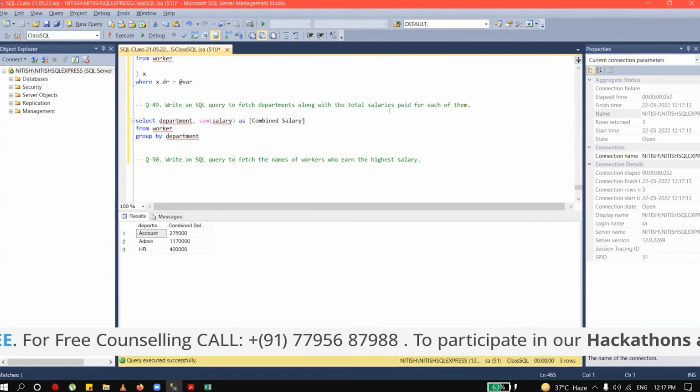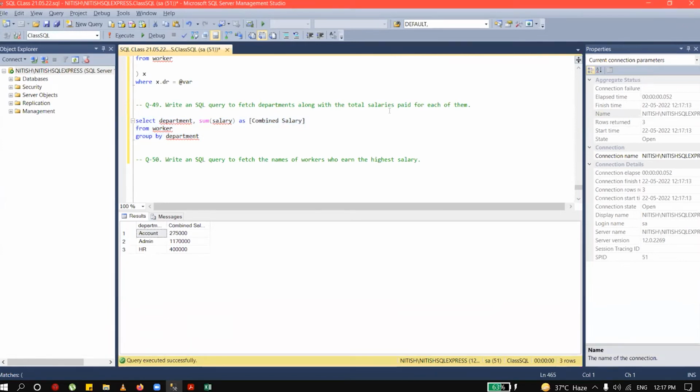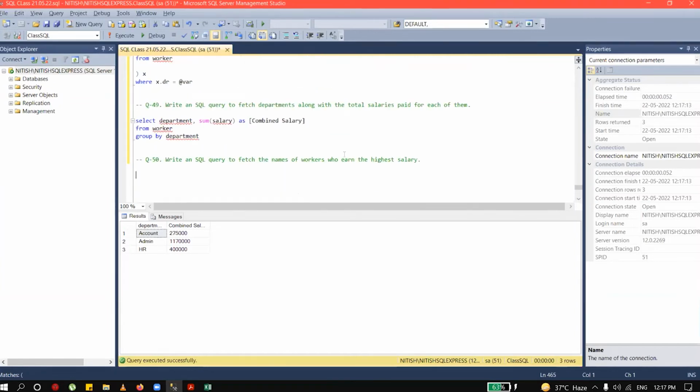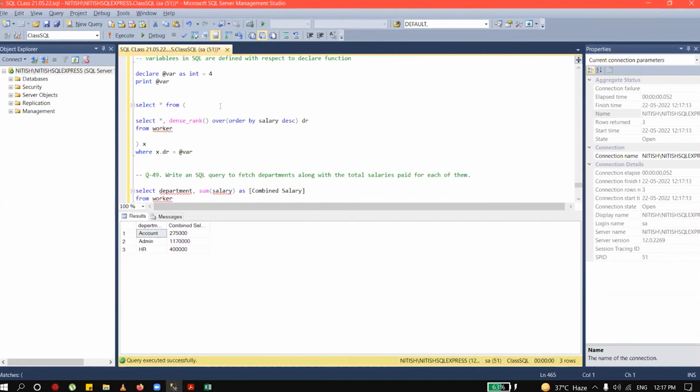Finally, the last question for today. Write an SQL query to fetch the names of workers who earn the highest salary. You have to fetch the names of the workers who earn the highest salary. So, like we have the highest salary, again is it by department or not? Not department. Just a simple one.